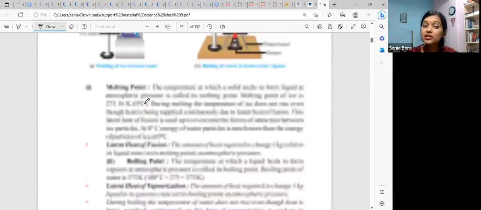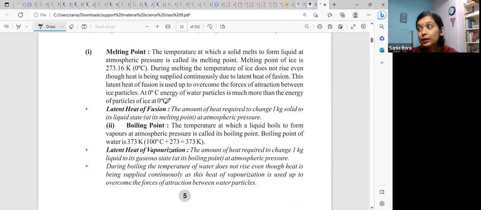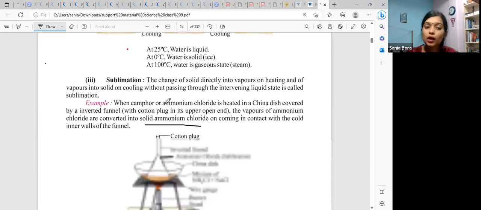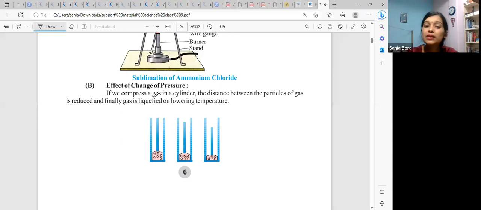Now in the previous class, we did the change in temperature, like the boiling point, the melting point and all that, right? Now we will do something else, which is the effect of change of pressure. If we compress a gas in a cylinder, the distance between the particles of the gas is reduced. For example, this is the container. Over here, the particles are like this. But if you reduce the size, then the particles will be closely packed, right?